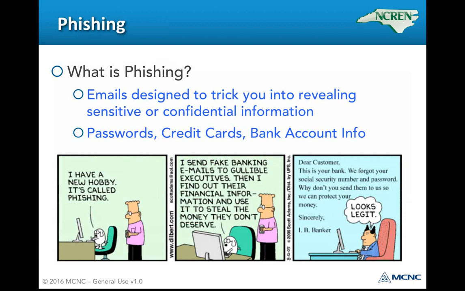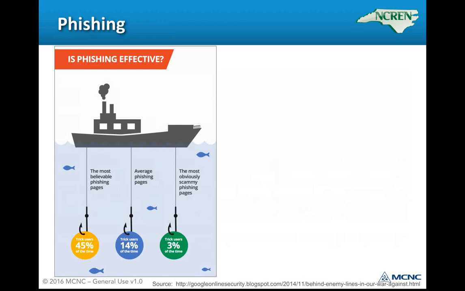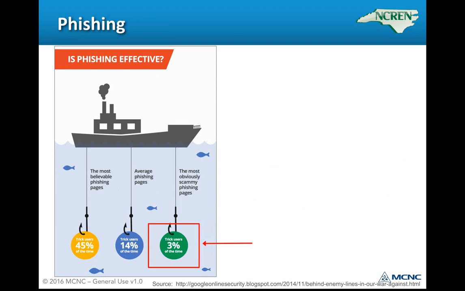This information comes from a Google report related to phishing. And the question is, is phishing effective? What Google found in conducting this report is that for the most believable phishing pages, the best ones, the ones that look the most realistic, those trick users almost half the time. And on down the line to the end, they found that the obviously terrible phishing pages, the ones that most people could look at and say, wow, that's really not legitimate, those are successful in tricking users 3% of the time. So even the worst of the worst still capture about 3% of the users that fall for them.